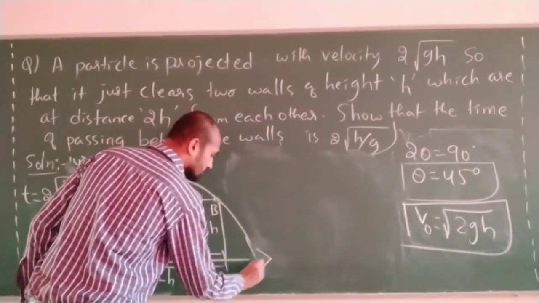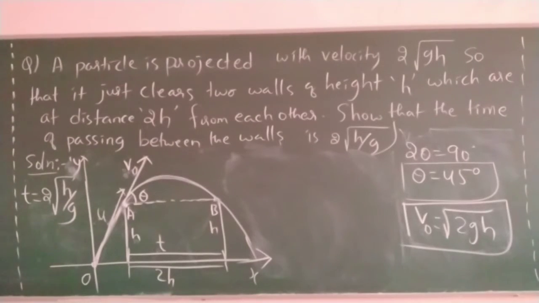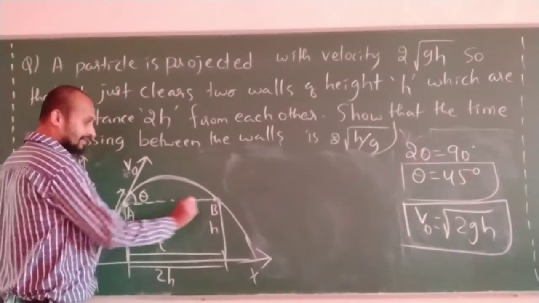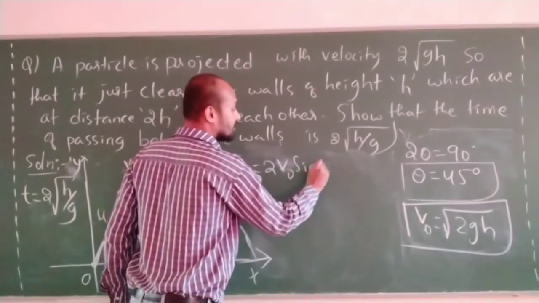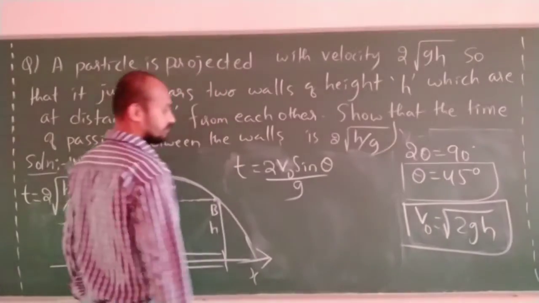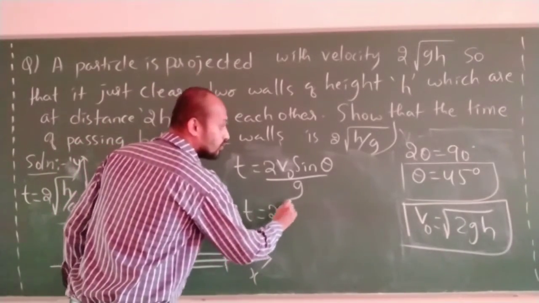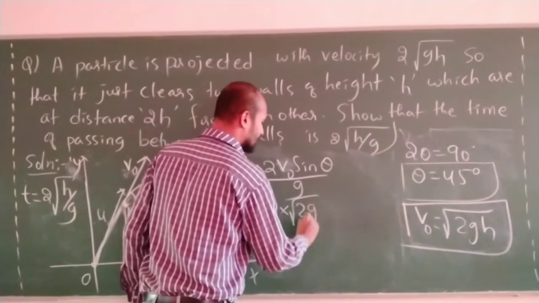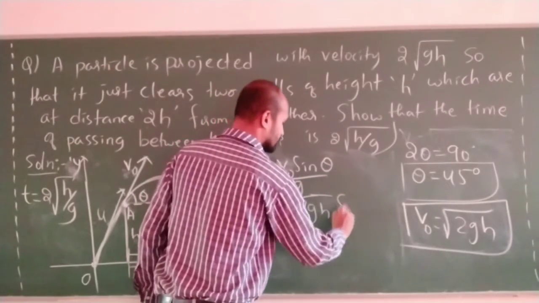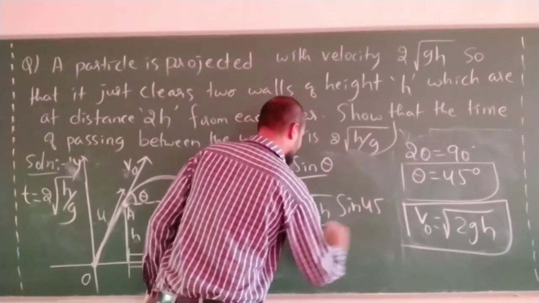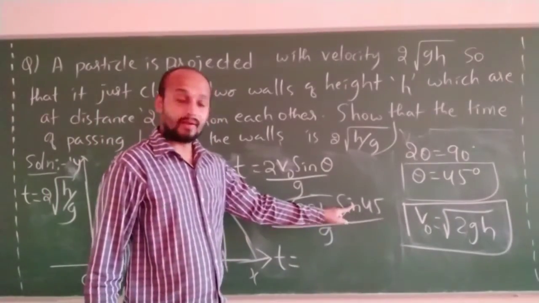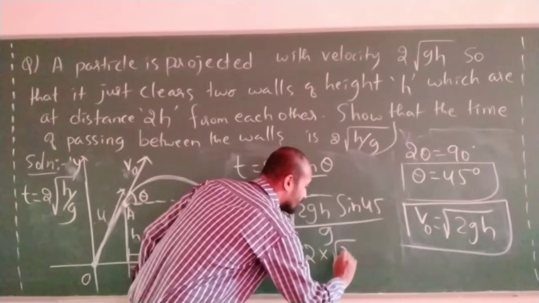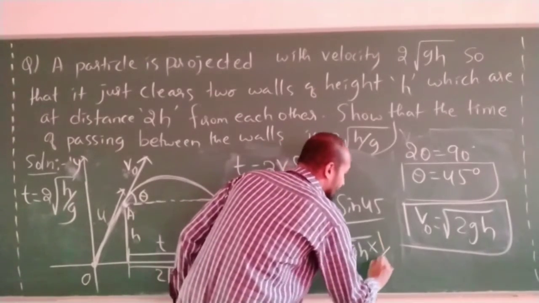See here, theta is equal to 45 degree, V naught is equal to root 2gh. I want to find time of flight. T is equal to 2u sin theta by g, 2v naught sin theta by g. T is equal to 2 into root of 2gh sin 45 divided by g. Sin 45 is equal to 1 by root 2. So this will become 2 into root of 2gh into 1 by root 2.